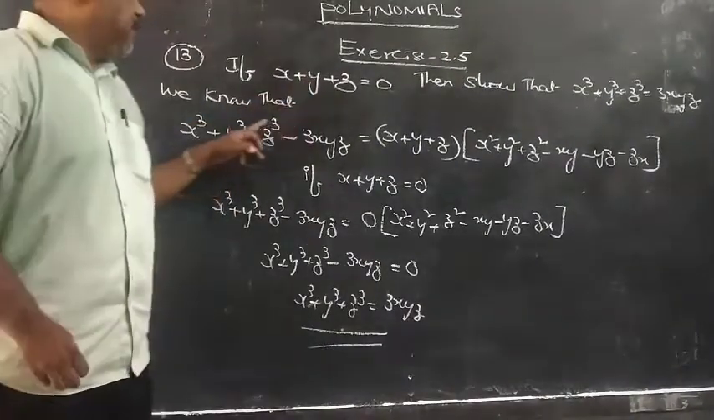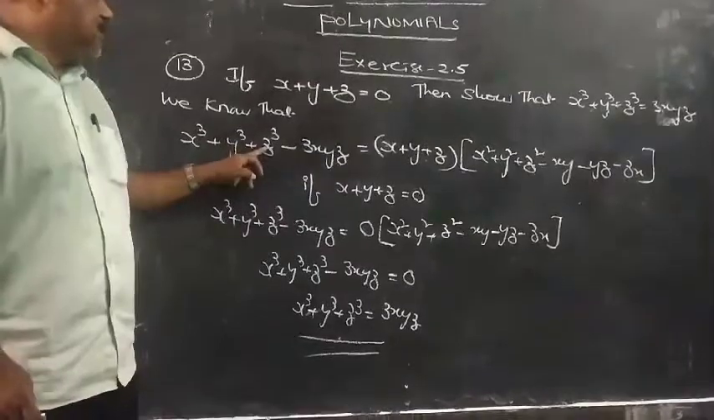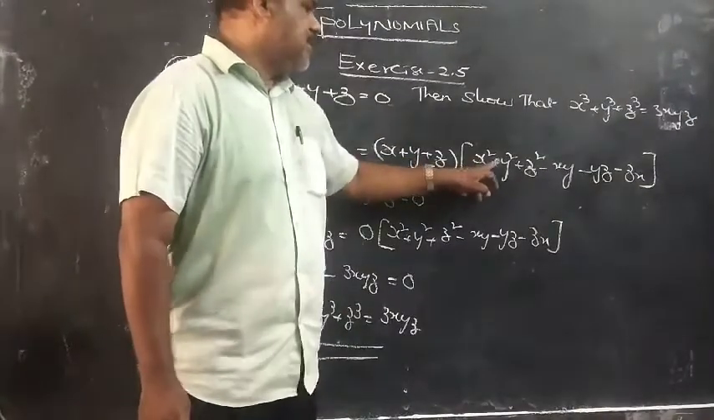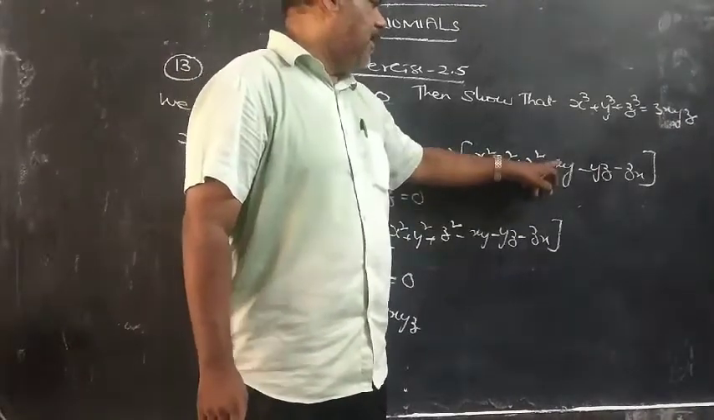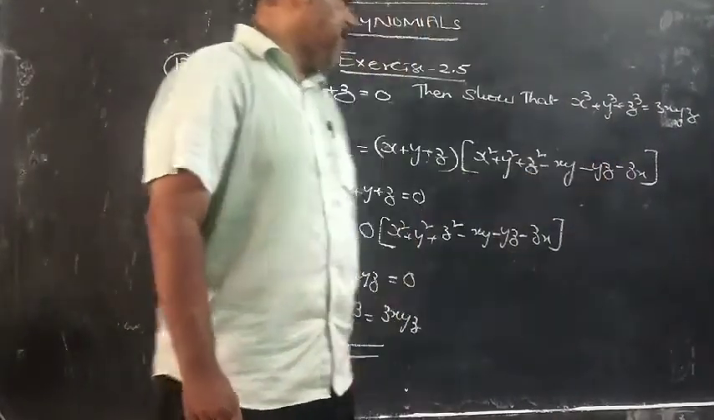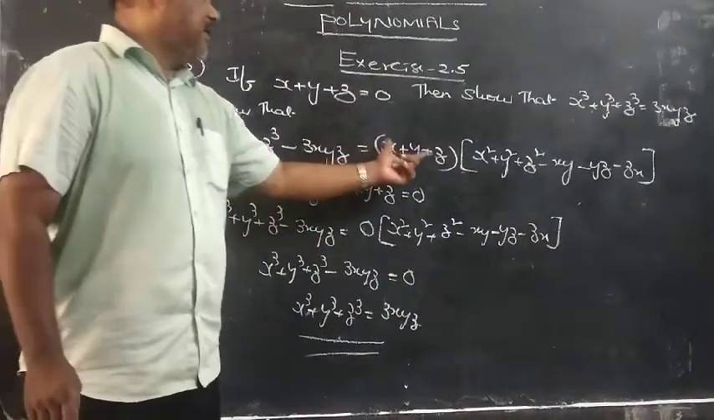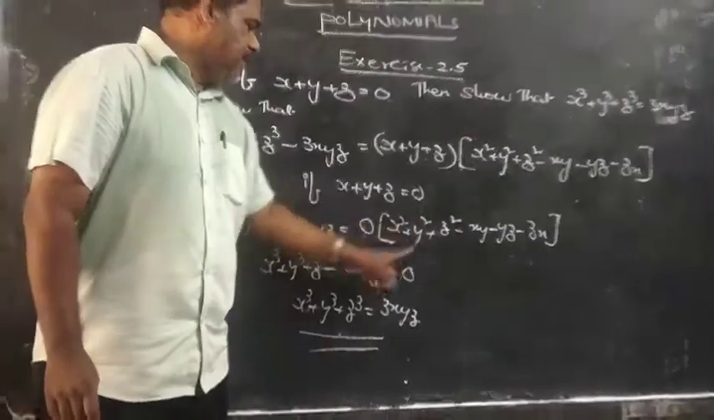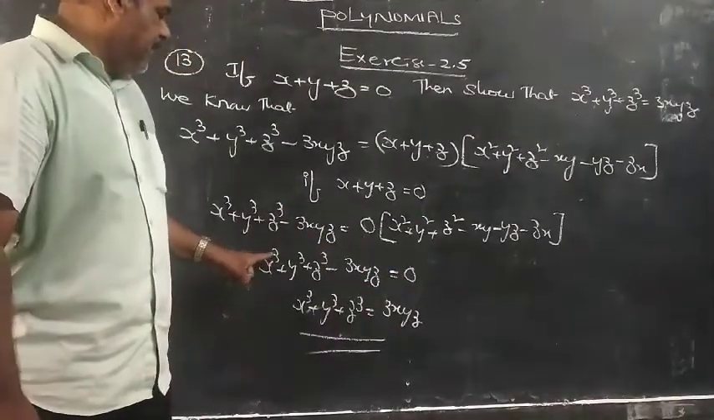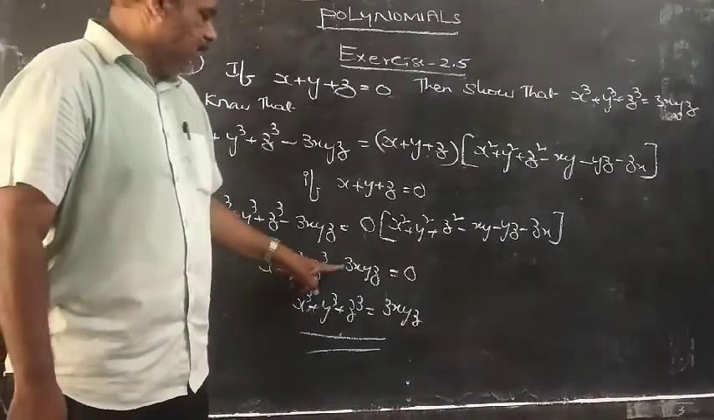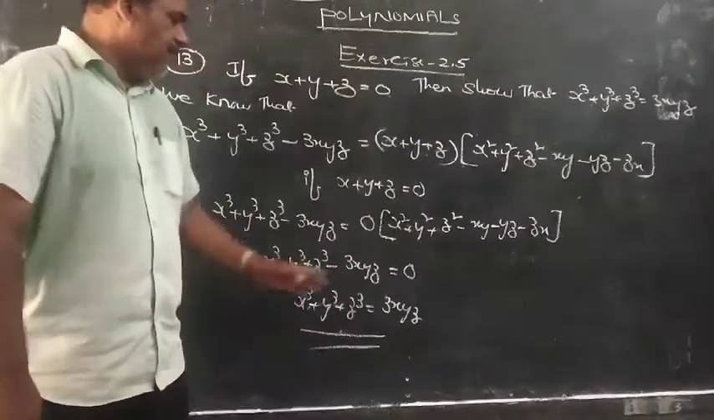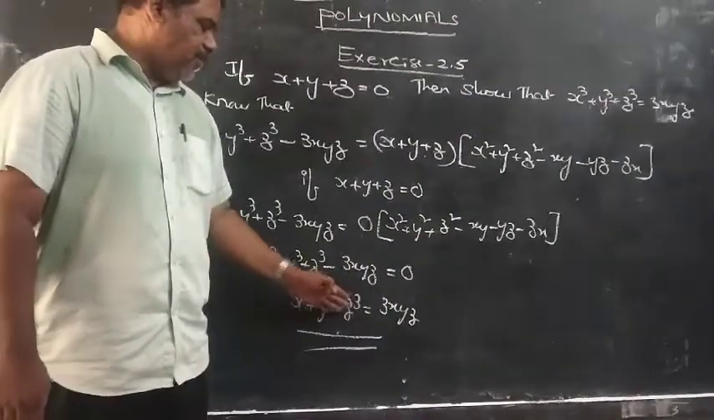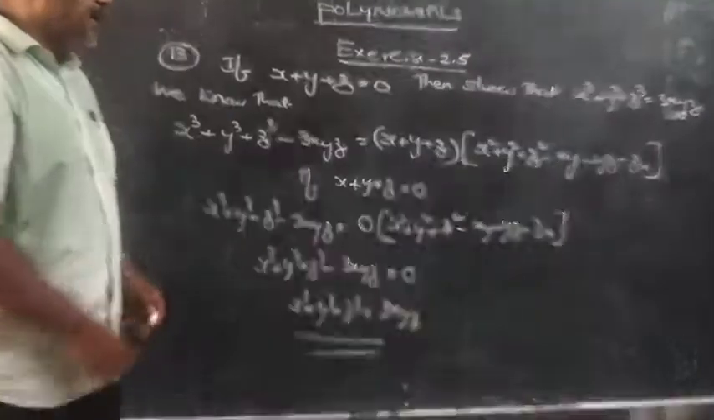So first we take the formula a cube plus b cube plus c cube minus 3abc is equal to a plus b plus c into a square plus b square plus c square minus ab minus bc minus ca. In this formula, substitute x plus y plus z as 0, which is given. 0 into anything is 0. Therefore, we get x cube plus y cube plus z cube minus 3xyz is 0. Sending minus 3xyz to that side, you will get x cube plus y cube plus z cube is equal to 3xyz.